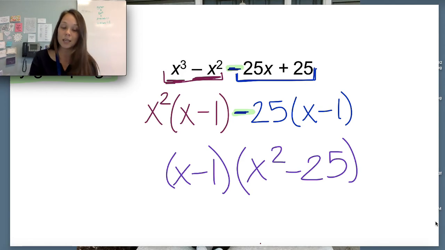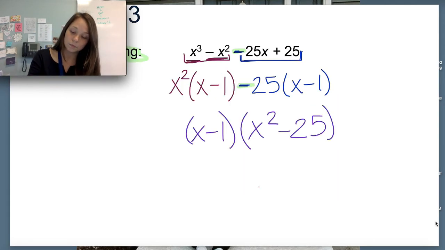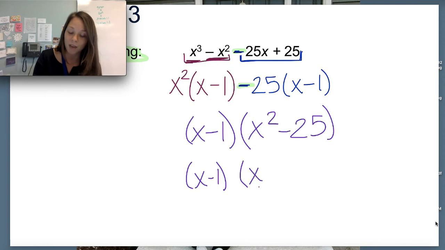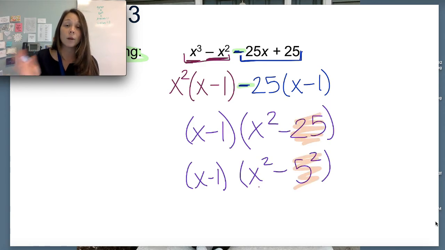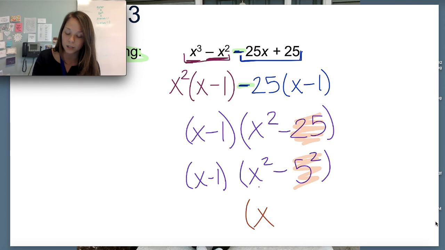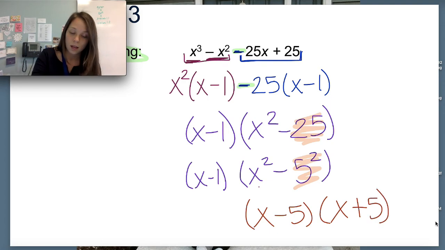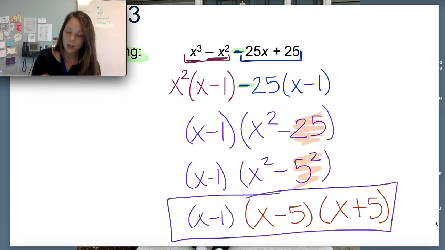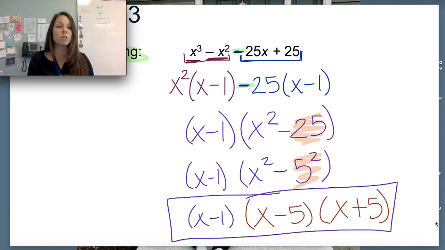Now, I'm not done factoring yet, because I have this x minus 1, which is good to go, but x squared minus 25 could be rewritten as x squared minus 5 squared, because 25 is the same thing as 5 raised to the power of 2. Now we can apply our difference of squares rule that says when you're subtracting 2 perfect squares, it's going to factor into, in this case, x minus 5 and x plus 5. And then our x minus 1 carries down. And we know that we factored this as much as possible because notice how all of our x variables are to the power of 1.